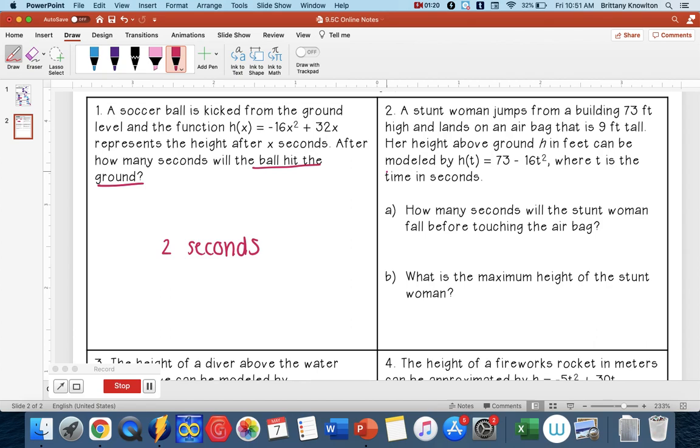Okay, let's try another one. So this one says a stunt woman jumps from a building 73 feet high and lands on an airbag that is 9 feet tall. Her height above ground, h in feet, can be modeled by h of t equals 73 minus 16t squared, where t is the time in seconds. It says, how many seconds will the stunt woman fall before touching the airbag?